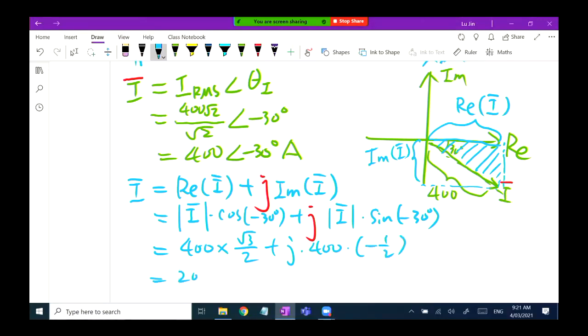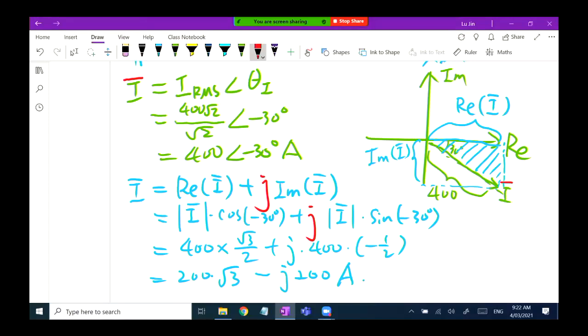The answer is 200 by square root of 3 plus, should be minus, okay, minus j200 amps. I don't have my calculator in my hands, so I'm not going to calculate 200 by square root of 3, but that should be the answer for this case. Everything okay, everyone? Okay, so before moving on to the next part, I just want to emphasize again.